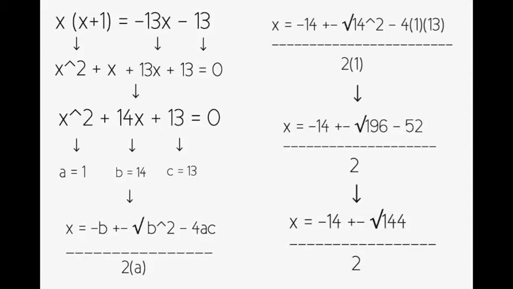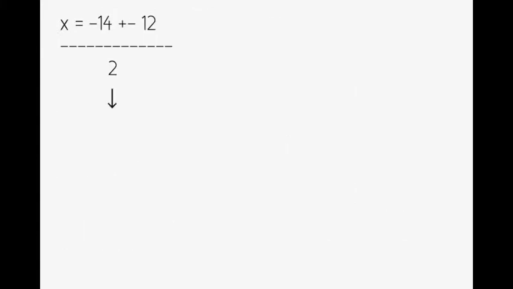The square root of 144 is 12. Our equation will become -14 plus or minus 12, over 2. Now that we have simplified the fraction, we need to consider the equation for plus and for minus. -14 plus 12 is equal to -2. -2 divided by 2 is equal to -1.